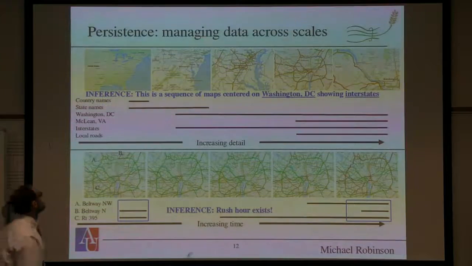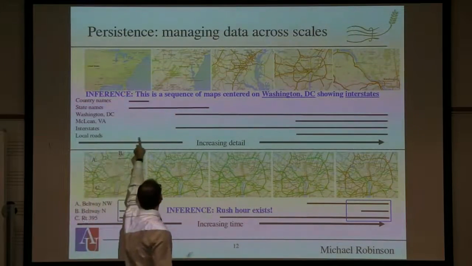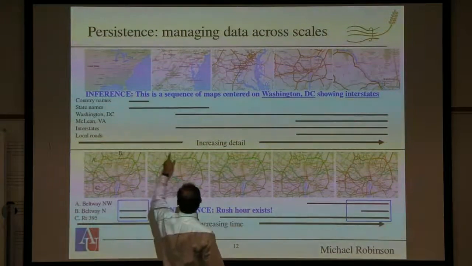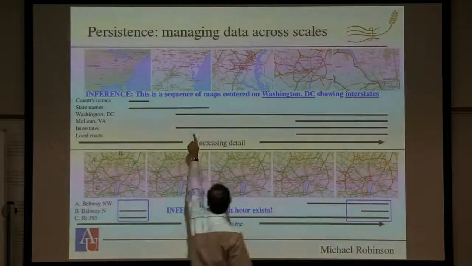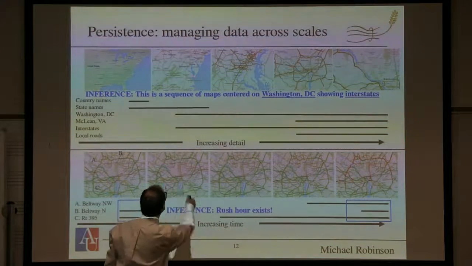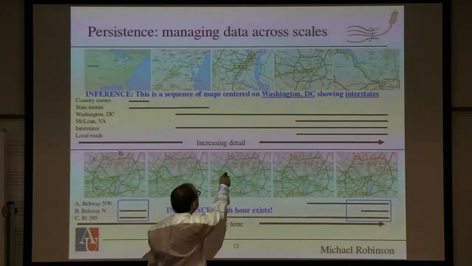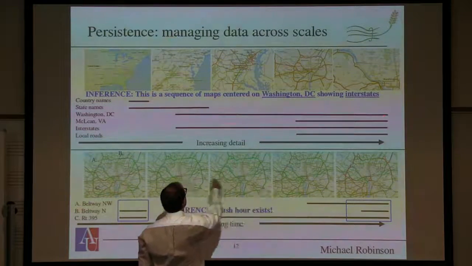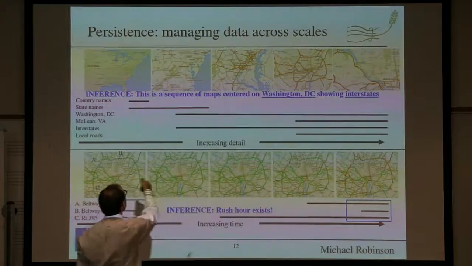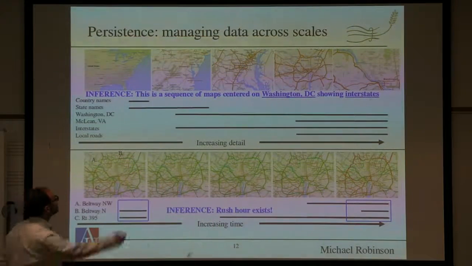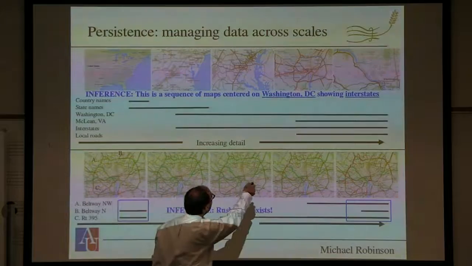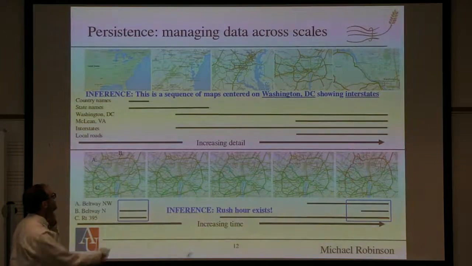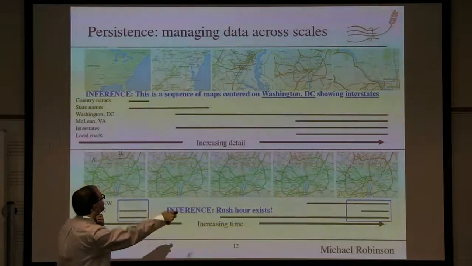Now, if you mark out, all right, I see some state names, and they're valid all along here. I see some city names, for instance, Washington, D.C. shows up here. It's kind of hard to see, but it's right there. And it's there, and it's there, and it's there. So Washington, D.C. is something that's present for this sequence of four maps. It's not present there. And McLean, Virginia shows up over here, kind of in the bottom corner. And as I said, some of the interstates show up here, and they persist through as well.